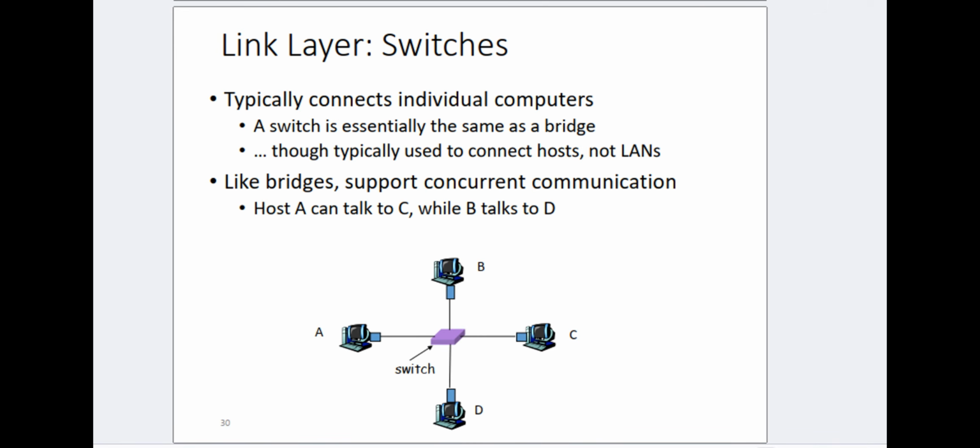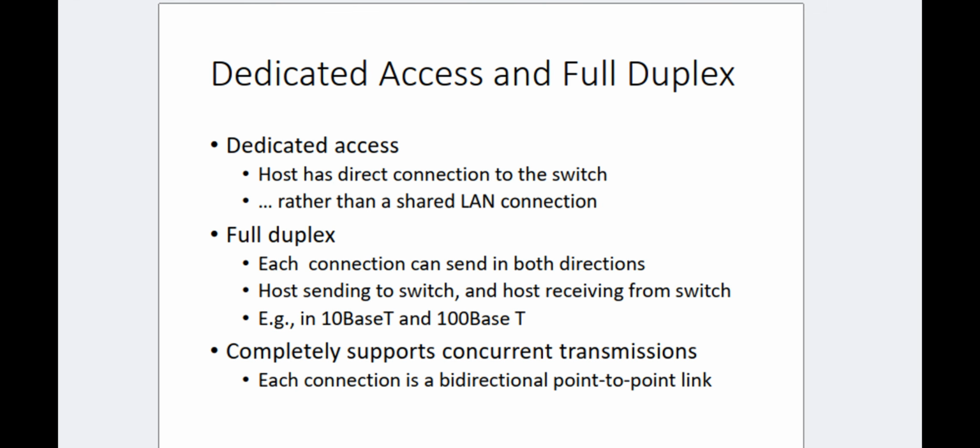A switch is essentially the same as a bridge, though typically used to connect hosts, not LANs like bridges. Switches support concurrent communication: host A can talk to C while B talks to D. They provide dedicated access and full duplex. Dedicated access means the host has a direct connection to the switch, rather than a shared LAN connection. Full duplex means each connection can send in both directions, host sending to switch and host receiving from switch, e.g., in 10BASE-T and 100BASE-T. This completely supports concurrent transmissions. Each connection is a bidirectional point-to-point link.